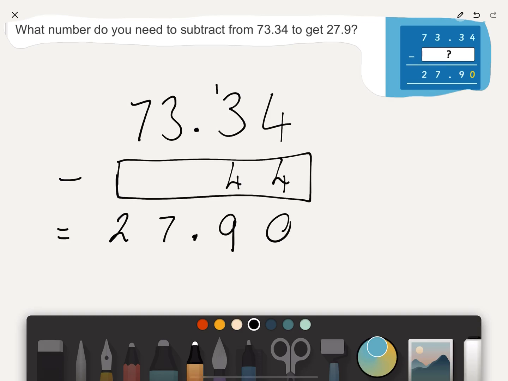But what that means is, this unit here, this 3, I've already exchanged it, so it has to be a 2. 2 subtract 7, I can't do, so I'm going to exchange from the tens, not the tenths, the tens. So it's 12 subtract 7, which is 5. And by the time I've got to this 7, it will have become a 6. 6 subtract 2 is 4. And there's your answer, 45.44.